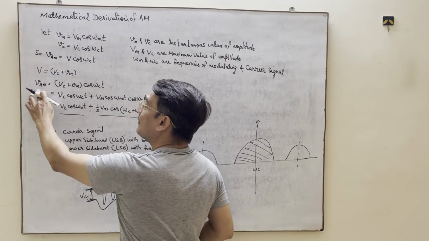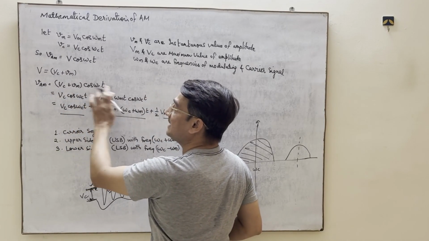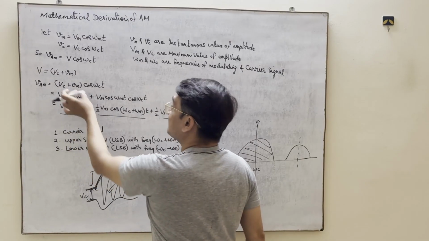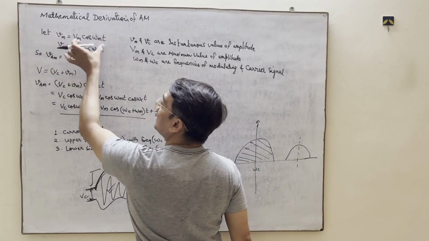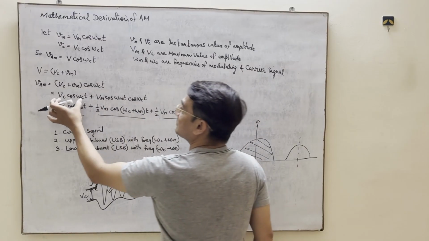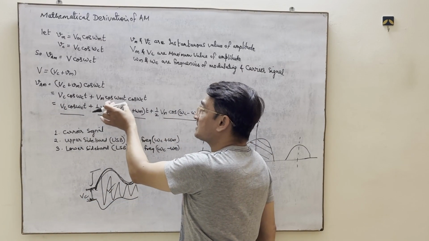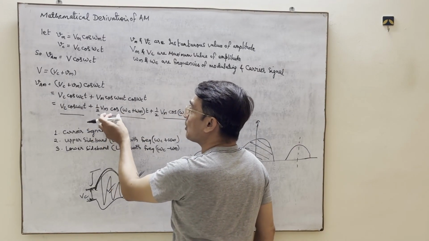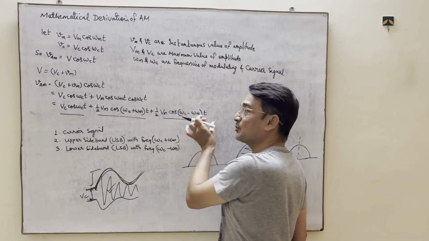So this Vam can now be represented by (capital Vc plus small vm) cos omega ct. By opening the bracket, you get Vc cos omega ct plus vm cos omega ct. Small vm can be replaced with capital Vm cos omega mt, and then cos omega ct. So this is Vc cos omega ct plus, using cos A cos B, that is cos (A plus B) and cos (A minus B), half Vm cos (omega c plus omega m)t plus half Vm cos (omega c minus omega m)t.